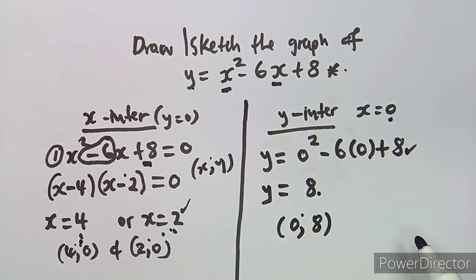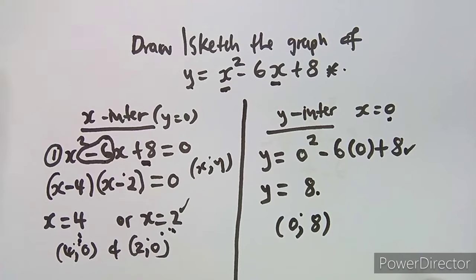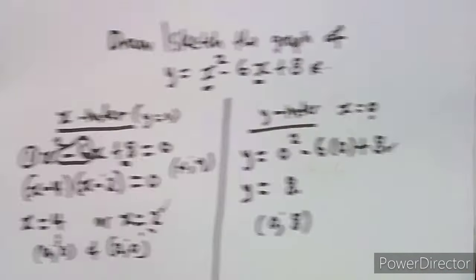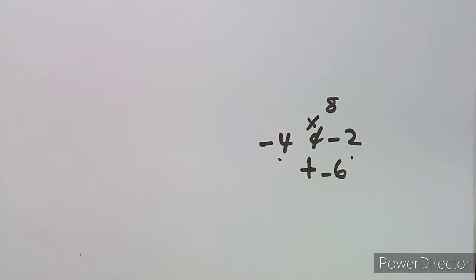So these are the parts that they ask you according to your syllabus. Okay, you're supposed to actually use a table of values, but that is not the idea here. These are the questions that they'll ask you, so that's why I need you to know this part that we are doing right now. So you have your x-intercept, you've got your y-intercept. Now you need to determine the turning point.